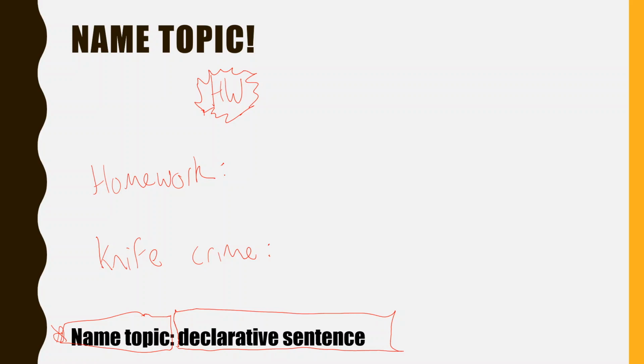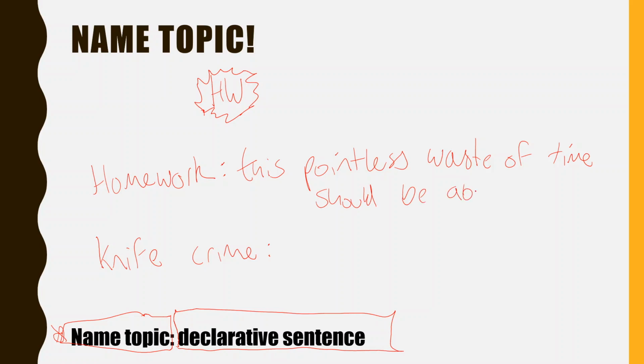So if I was arguing that homework is awful, I could say homework, colon, this pointless, I don't actually think this, by the way, this pointless waste of time should be abolished. That means finished forever, gotten rid of. So that's it. That's me done on my name topic. All I've done is I've written what the topic is, I've done a colon, and I've said something about it that shows what I think. Okay? So that's name topic.